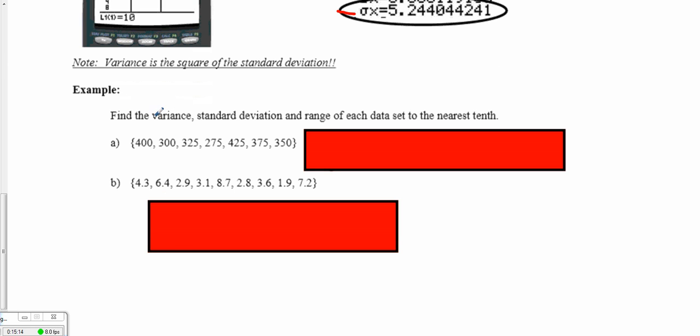Using your calculator, type in this list: 400, 300, 325, 275, 425, 375, and 350. I'll give you a second to pause the video right now. Try that on your calculator. Plug these values in and see if you can run the stats to find your standard deviation and everything for you.